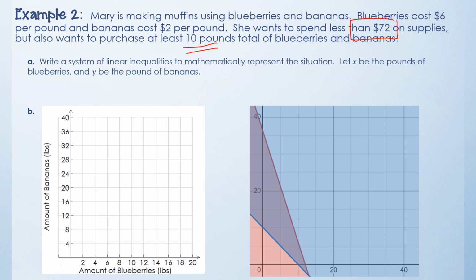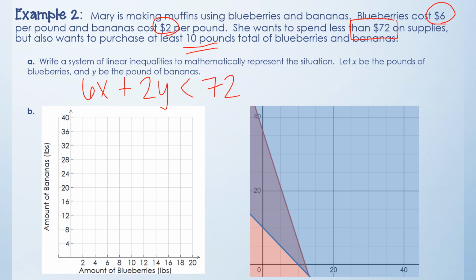So that's going to be our second inequality. So for the first inequality with our cost constraint, what do we know about cost? We know that the blueberries are $6 and the bananas are $2 per pound. Okay, so X is the pounds of blueberries, which means we would write 6X plus $2 per pound of bananas, and she wants to spend less than $72. So the key word here is less than. So this inequality would just be less than 72. It doesn't say she wants to be equal to 72. She wants to spend less than that amount.